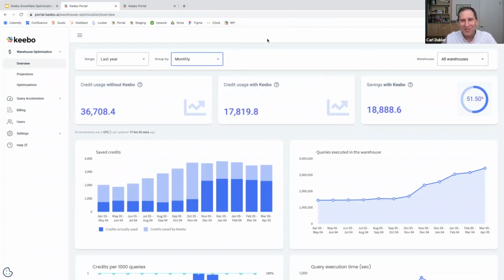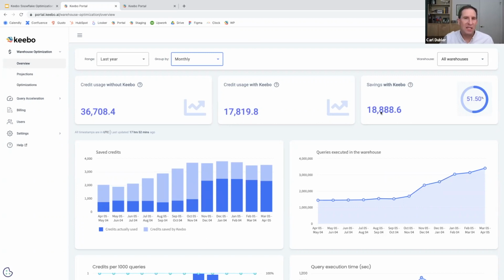You're looking at it. This is Keebo's warehouse optimization for Snowflake. This is not a demo system; this is actually a customer instance of Keebo. They've given us permission to show you this part of our portal, and they've been using Keebo for a bit over a year. I have this graph set to the last year by month, and you can see that over the last year we've managed to save this particular customer a little more than half of their Snowflake credits.